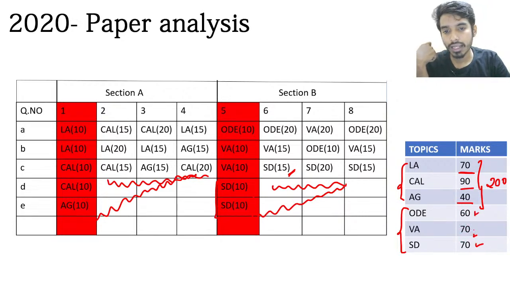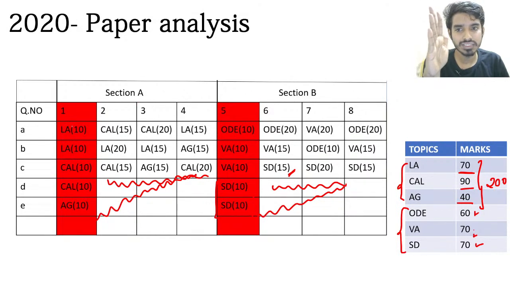And the very important thing, the pattern that I observed, is that the compulsory question always has 5 questions. So you can see A, B, C, D, E, and again here also you can see A, B, C, D, E. Each carries 10 marks. That is the important point that we observe in the last 5 years analysis, right?